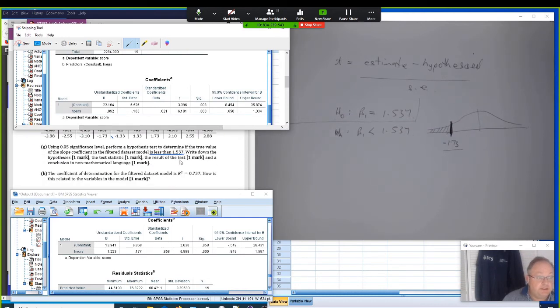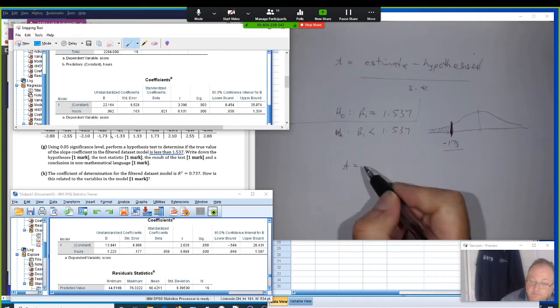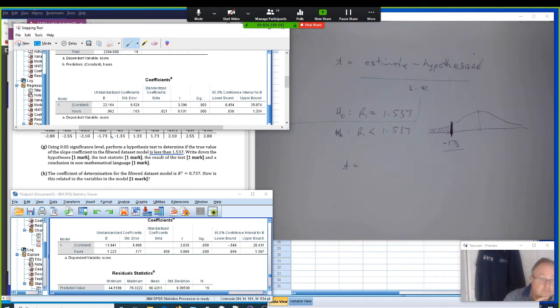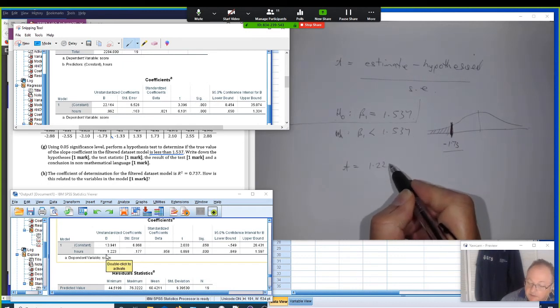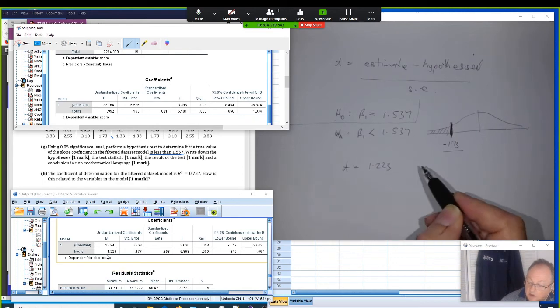We've got to do our T statistic now. Which one are we going to be using for our new reduced data set? So beta 1 for the new reduced data set is, if you look down here, this is our reduced data set. Looking at the coefficients, we're looking at 1.223, don't we? So the estimate is 1.223. Remember, it's an estimate. What was the comparator?